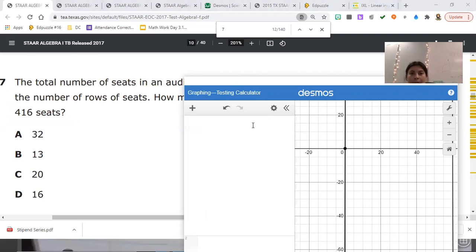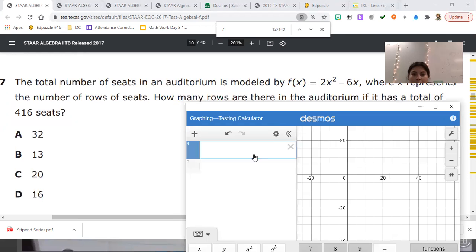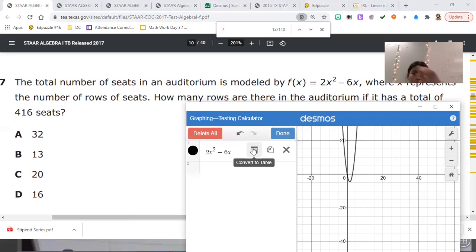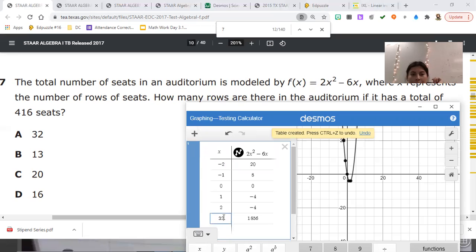Well, let's check your answer. Let me move this down just a little bit. Okay, here we go. All right, so 2x squared minus 6x. Let's look at the table. Click at the little circle, click on the table. I don't type in 416, I type in 32. Nope. I type in 13. Nope. I type in 20. Nope. I type in 16. And that's it. Good job if you got it right.